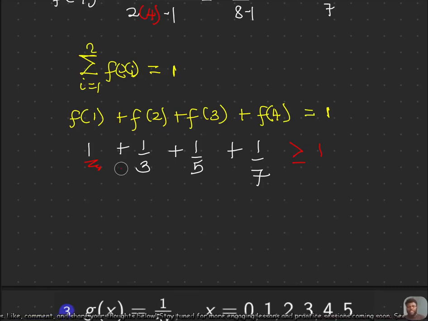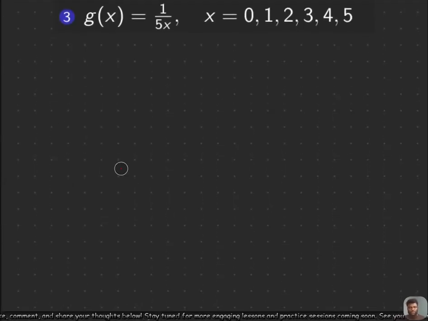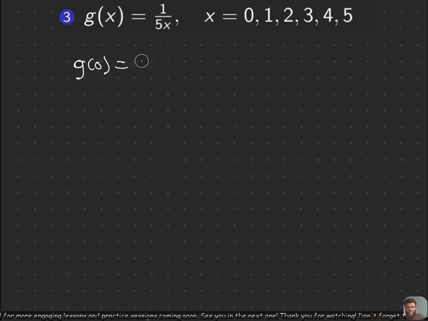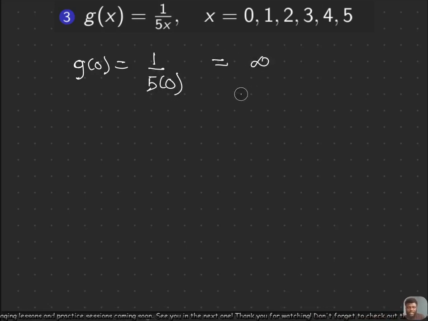So let's take a look at the third one also. Now, this one says g of x equals 1 on 5x. And we have to determine whether or not it can be a probability mass function. So we start our test just as we did for the previous ones. We have g of 0, which gives us 1 over 5 times 0. This alone gives us infinity.